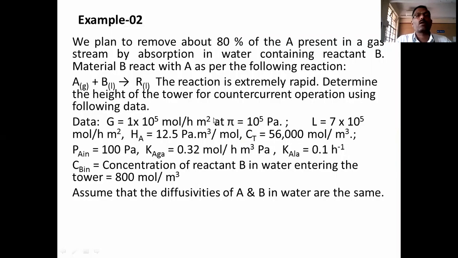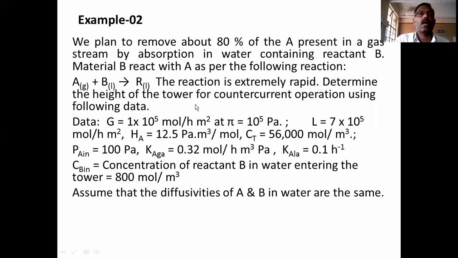Now another example we see. We plan to remove about 80% of the A present in a gas stream by absorption in water containing reactant B. Material B reacts with A as per the following reaction. So this is absorption with chemical reaction, and the reaction is given: A plus B gives R. A is the gas, B is the liquid. The reaction is extremely rapid. Extremely rapid means we consider an instantaneous reaction. So use the equation of the instantaneous reaction, case A and B.